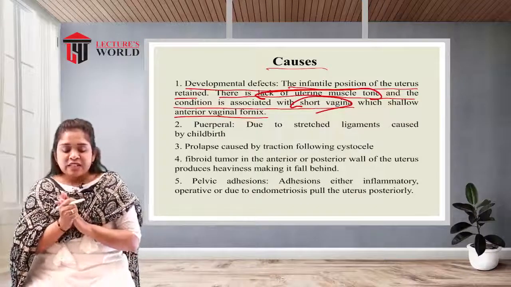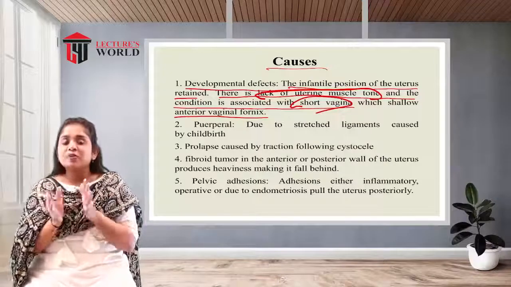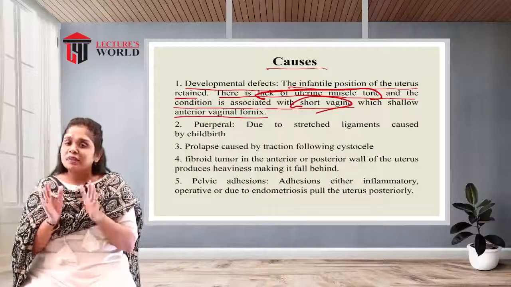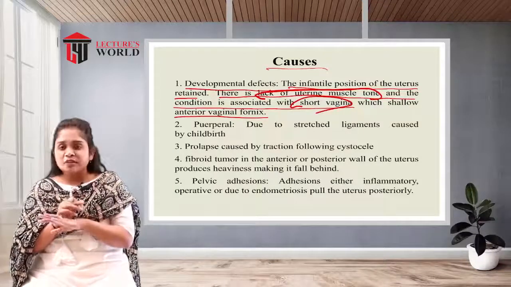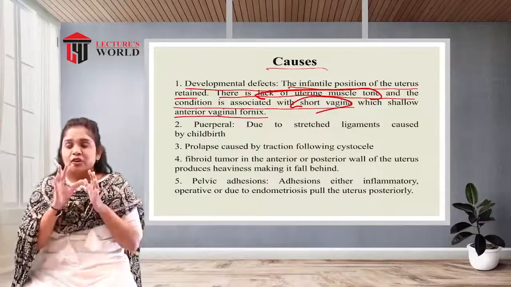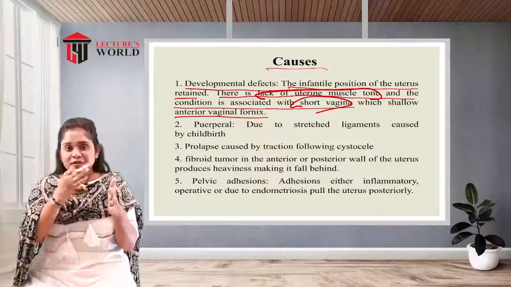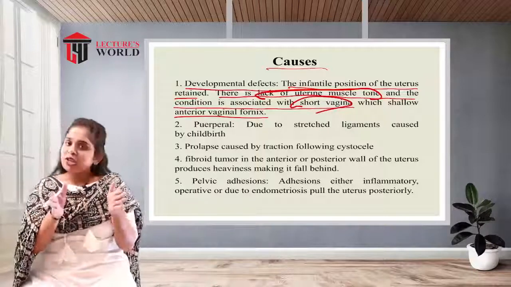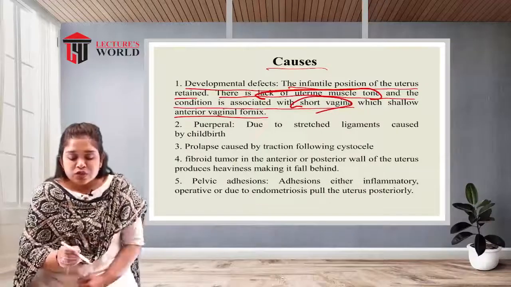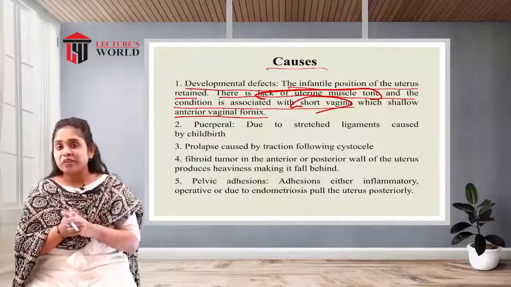Then the anterior vaginal fornix, so we can see the vaginal wall that is known as the anterior vaginal fornix, otherwise the posterior vaginal fornix. So we can say if the vaginal canal is shortened, then the vaginal fornix and the vaginal wall are also going to be shortened. So that is the developmental defect. From birth, this kind of defect is there.